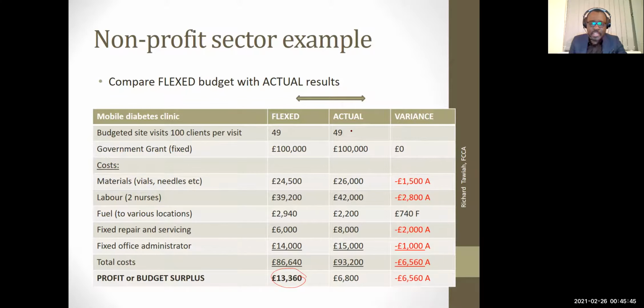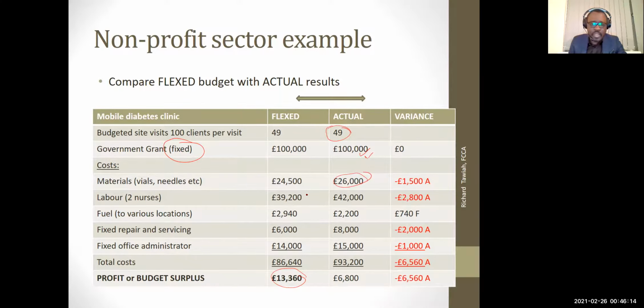But actually, yes, we ended up with 49 visits, as we flexed, as we thought. Fixed grant, this doesn't change regardless of what you get because they said the grant is fixed. Now, at the end of the day, when we went on to do our testing and free advice, this is what we realized. So the actual cost against the flexed, we thought we would spend 24,500. What did we spend? 26,000.